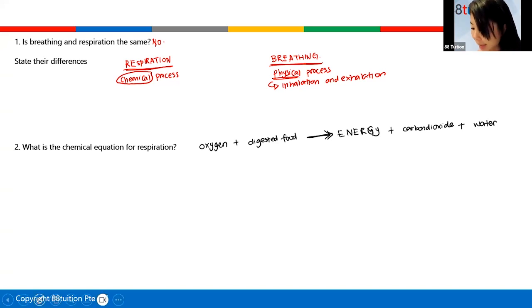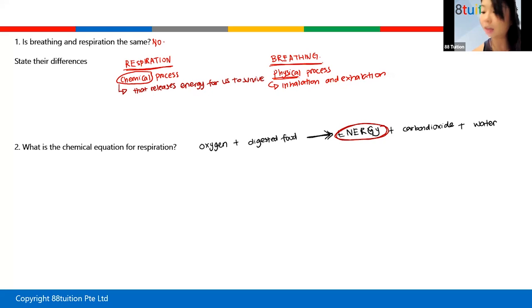Respiration is the process that releases the most important thing that our body needs to survive, energy. So it's a chemical process that releases energy for us to survive. All living things need energy. All living things respire.